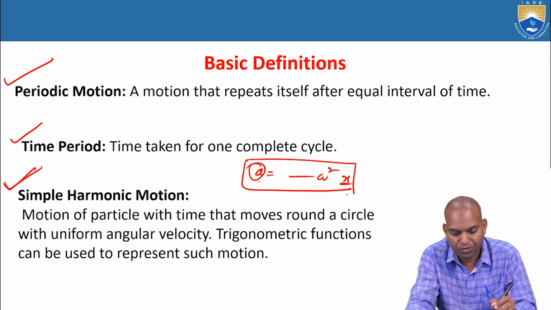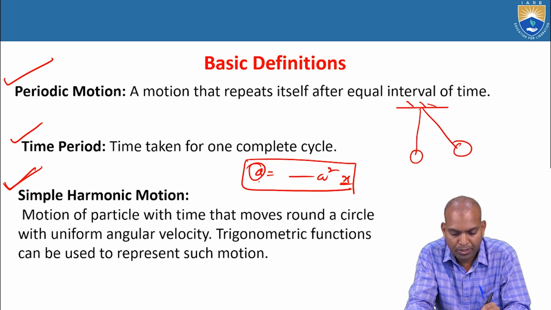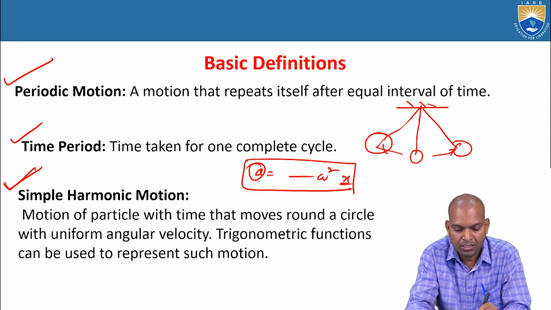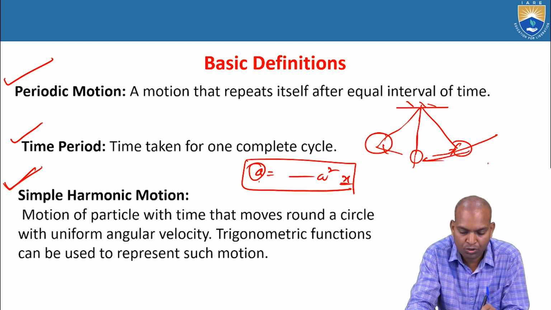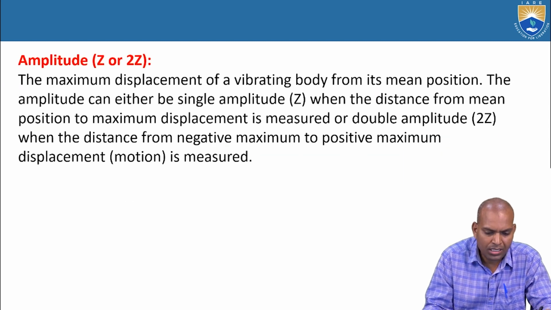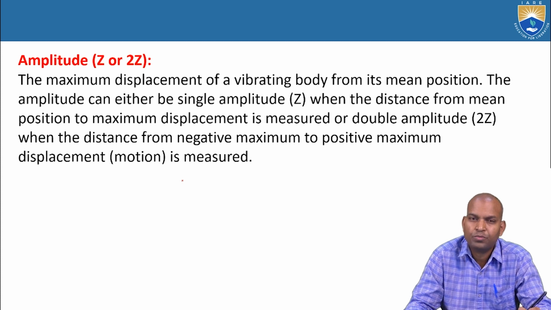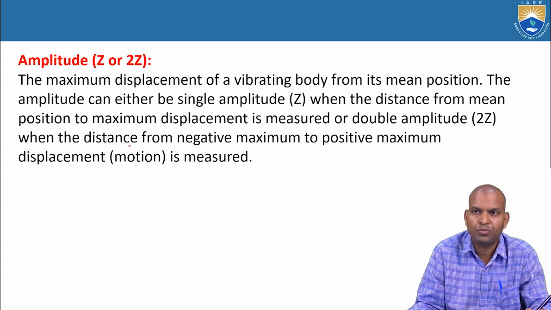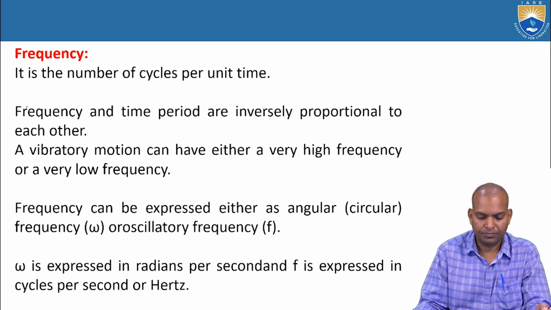Here in this case, how will it act? You can explain it with the simple pendulum moving in this direction. This is the equilibrium position. When the displacement is moving, the direction of the acceleration tends towards the mean position. That's what the negative sign indicates. Now amplitude, already discussed in the previous session, is the maximum displacement of a vibrating body from its mean position.